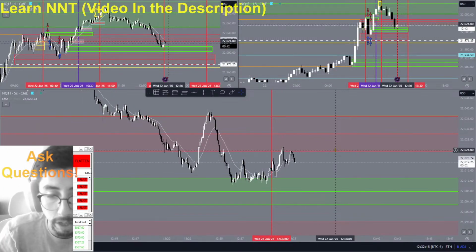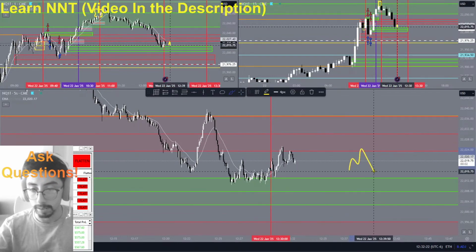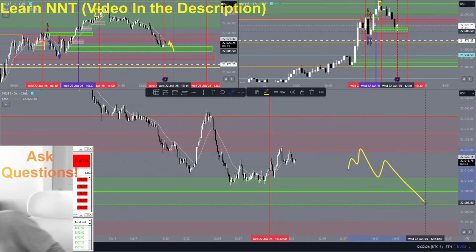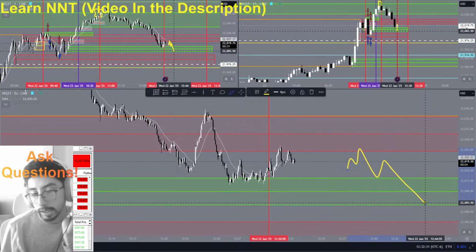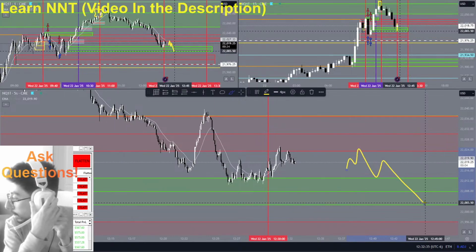So all we're doing is looking for our NNT pattern. I'll draw it right here. We can gamble to the upside or to the downside. I'm really good at gauging direction. That's what I teach. We use the NNT pattern to gauge direction. So all I'm doing is I know if we're going up or down. Let me connect this headset real quick.